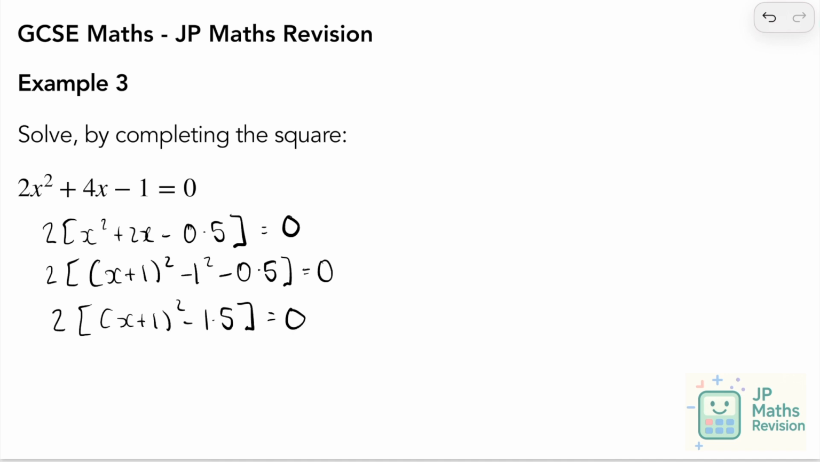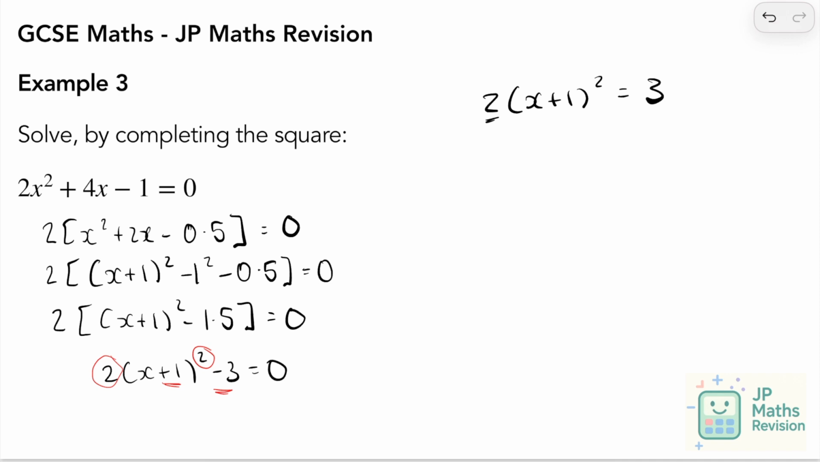And then if we times everything out by the 2, we get 2(x + 1)² - 3 = 0. So the things that are in the way of x being by itself here are the -3, the squared, the +1, and the times by 2. So let's start off by adding 3 to both sides. So we have 2(x + 1)² = 3. Now we need to get rid of this 2. So we have (x + 1)² = 1.5.